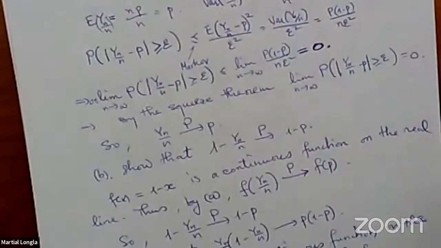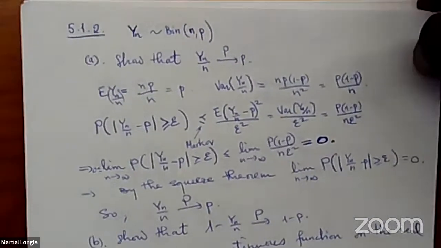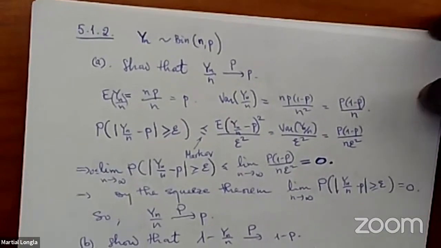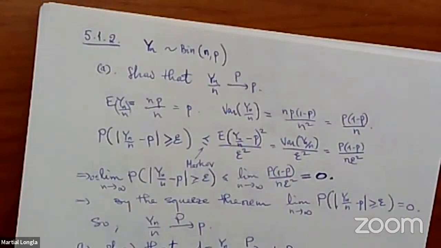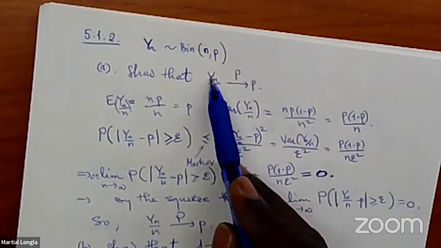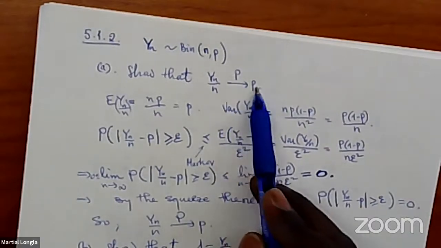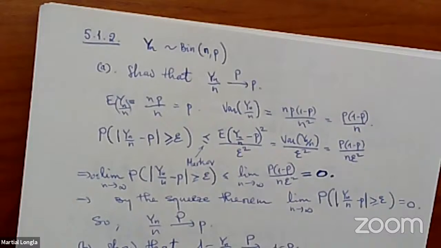So the next thing was about convergence in probability and consistency. So the first question said we have Yn follows the binomial with parameters n and p. Show that Yn over n converges in probability to p. So how do we answer this question?